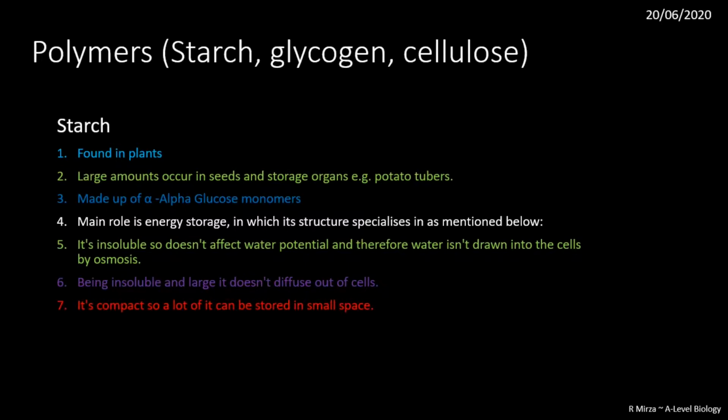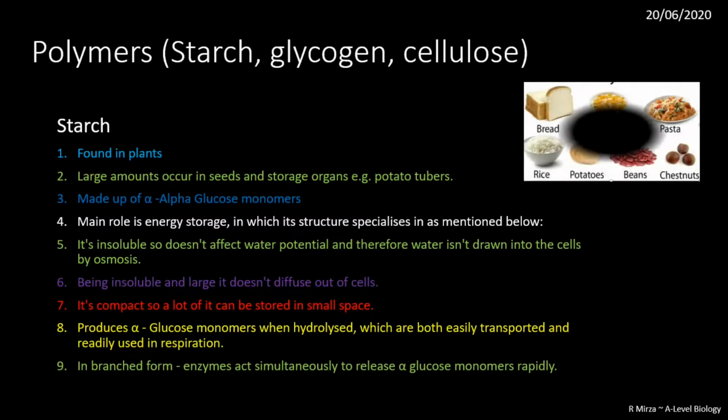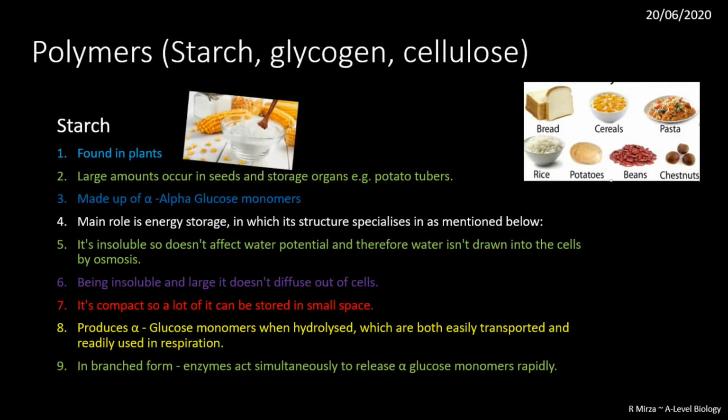Starch can easily be hydrolyzed by breaking those glycosidic bonds that hold the polysaccharide together. This means that alpha-glucose monomers are released, which are easily transported and then readily used in respiration to release energy. Let's now look at the branched form, which has many ends where enzymes can act simultaneously to release glucose monomers rapidly. Here in these images, you can see some starch-rich foods, and it is a major energy source in most diets.